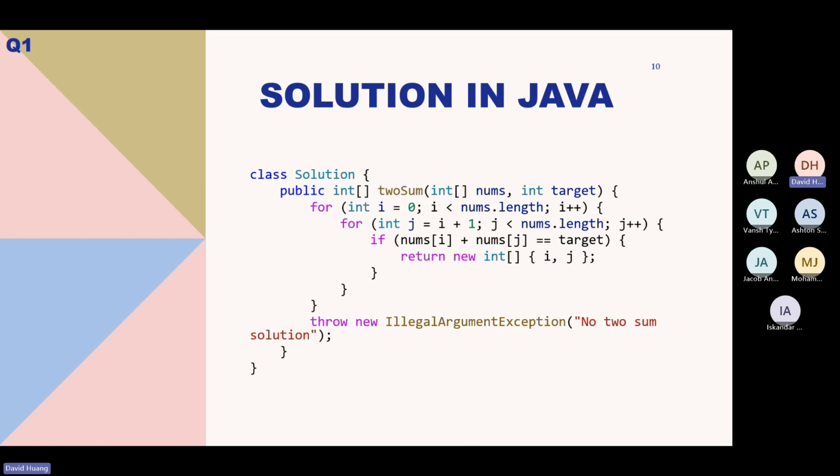And then after you go through a loop, it checks if it's the target, and it returns the two numbers or the indices that correspond to the target. And if it does not reach the target in any combination, then it throws an illegal argument exception, no twoSum solution. Okay, do you have any questions regarding this, or are you all good?